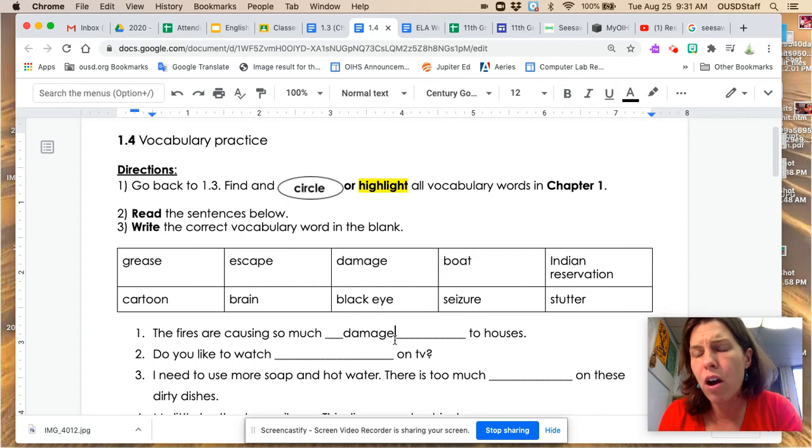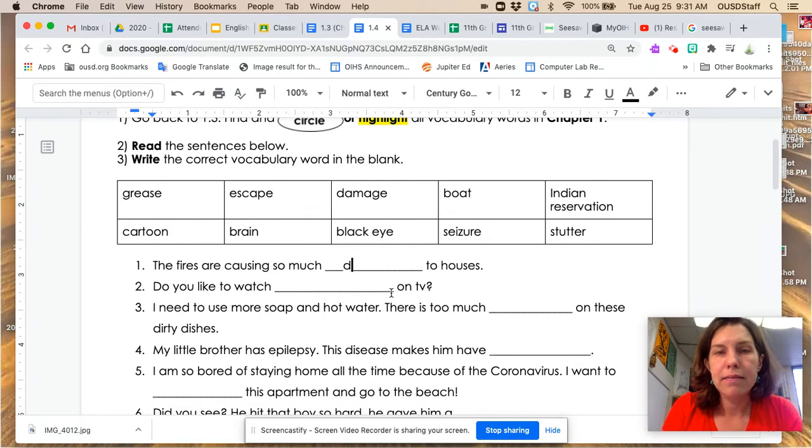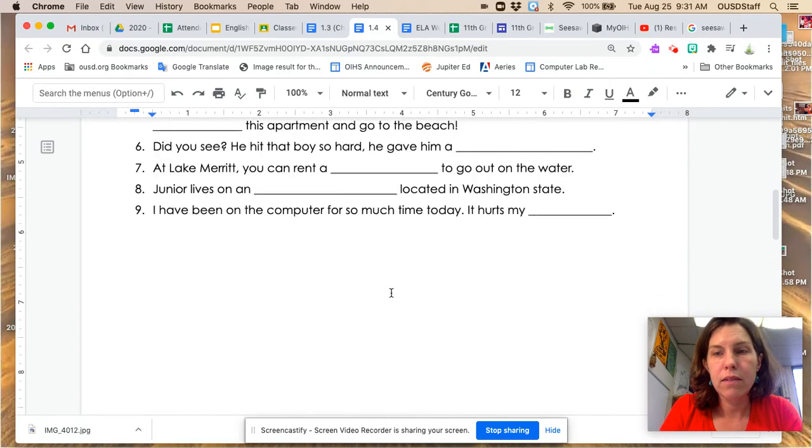Links to the Seesaw activity are on the website, myoihs.org. You can also just log into Seesaw and you should see yourself in this class, 11th grade English, cohort 9 or cohort 11. So let's look at the next assignment over here.